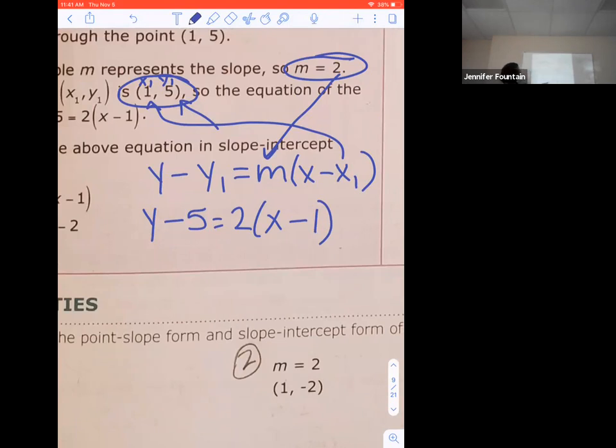I'm plugging in 5 for y1. Now, this minus sign here is part of the original equation. What would happen if this number was negative 5? What would this change to? Positive, because if I had minus a negative 5, then it would change to a positive. So I've got to be careful with my signs, okay? If either of these are ever negative, they will change to positive in my equation.